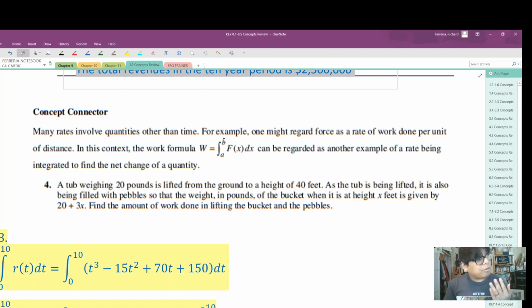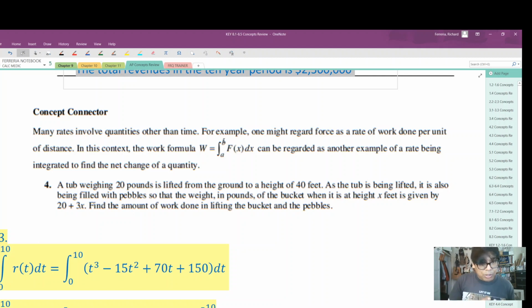So, with question 4, we've got a tub weighing 20 pounds lifted from the ground to a height of 40 feet. As the tub is being lifted, it is also being filled with pebbles, as you do, of course, so that the weight in pounds of the bucket when it is at a height x feet is given by 20 plus 3x. Find the amount of work being done in lifting the bucket and the pebbles.